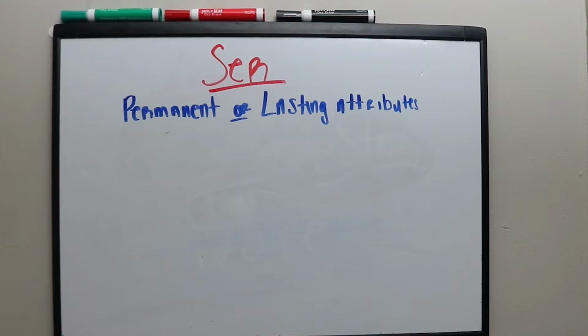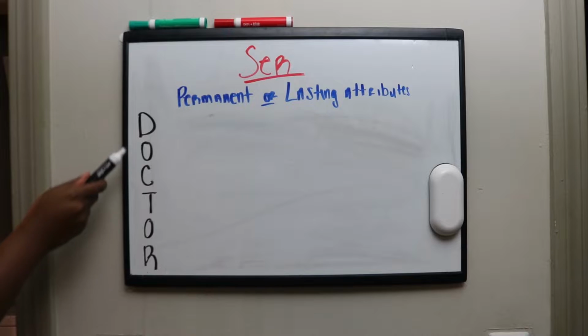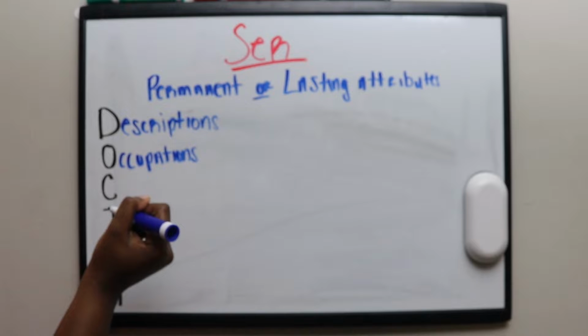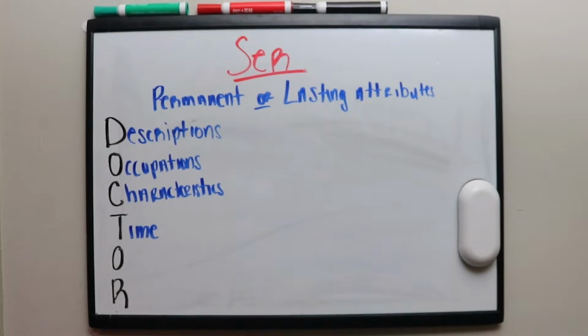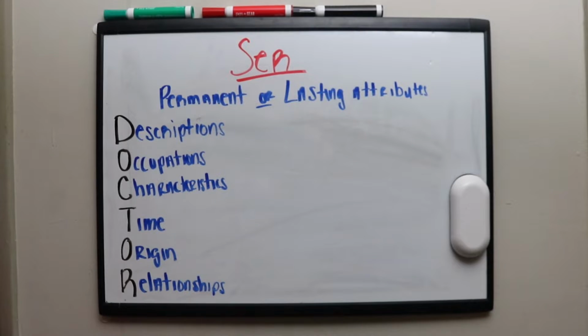Okay, let's start with the verb ser. So ser is used for permanent or lasting attributes, boo. Now you're probably wondering, like, what the hell does that mean? When do I use that? I got you. One of my absolute favorite ways to memorize the verb ser is through this acronym, DOCTOR. DOCTOR stands for descriptions, occupations, characteristics, time, origin, and relationship. These are examples of when you would use the verb ser.